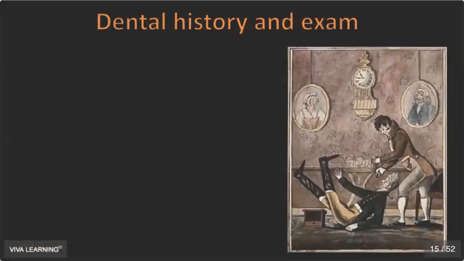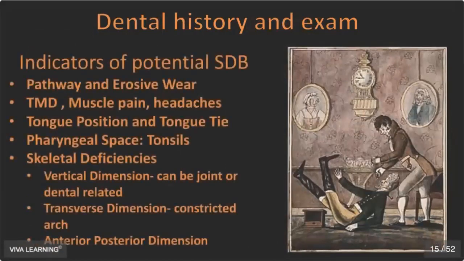Dental history. So what are some things that we look at in our history and our exam that make us think of a sleep disorder? Well, pathway and erosive wear, your patients that have chronic muscular or joint issues, headaches and migraines, your patients that are tongue-tied, which we'll get to in a little bit. I'm going to look at tonsils, and I'm going to look at skeletal deficiencies.